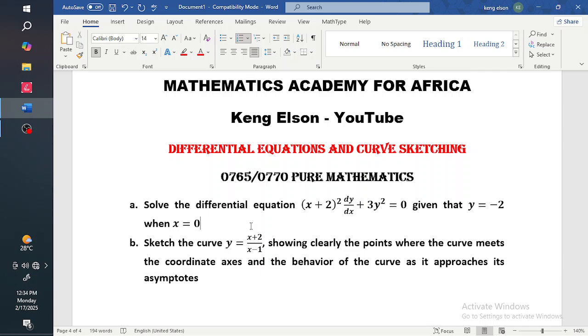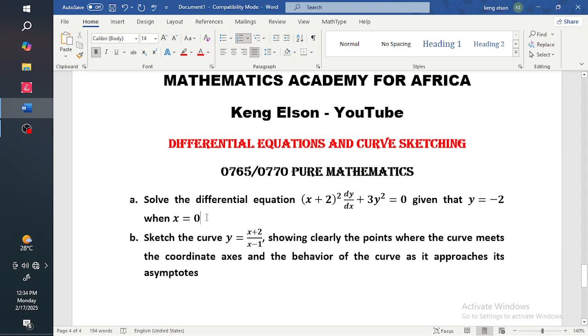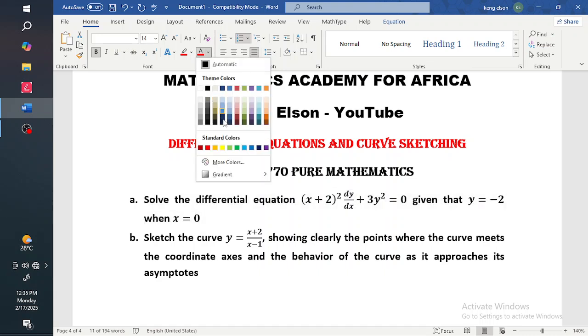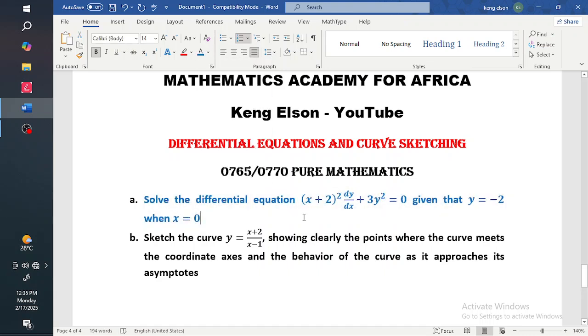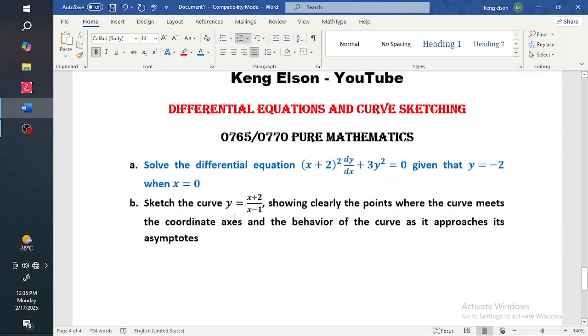So I'm going to be very detailed in my explanation, regardless of the fact that the video might be long, but I believe that it is very important that you really understand these things. The first question says we should solve the differential equation which has been given to us, and we have initial conditions also given to us. So we have to solve the differential equation (x + 2)² dy/dx + 3y² = 0, given that y = -2 when x = 0. So we are going to begin with that part of the question.